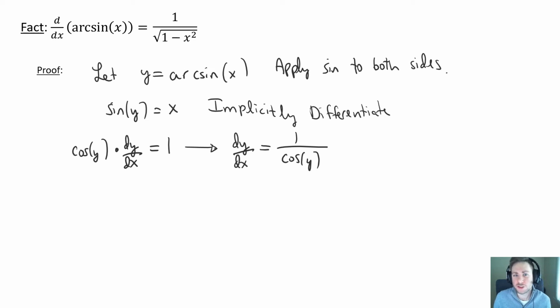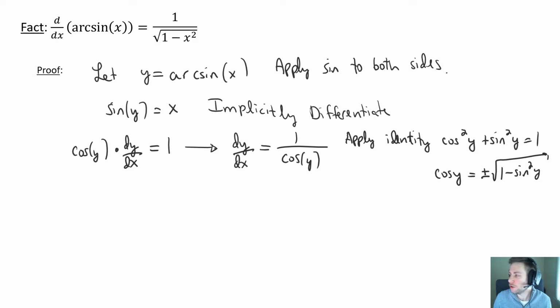In order to accomplish that, I'm going to apply the trig identity cos squared plus sine squared equals 1. For the moment, just trust me that this is a good idea, and you'll see the reason why in just a moment. Let's rearrange this identity to see what cos of y is equal to. Just don't forget to include the plus or minus when you take the square roots.